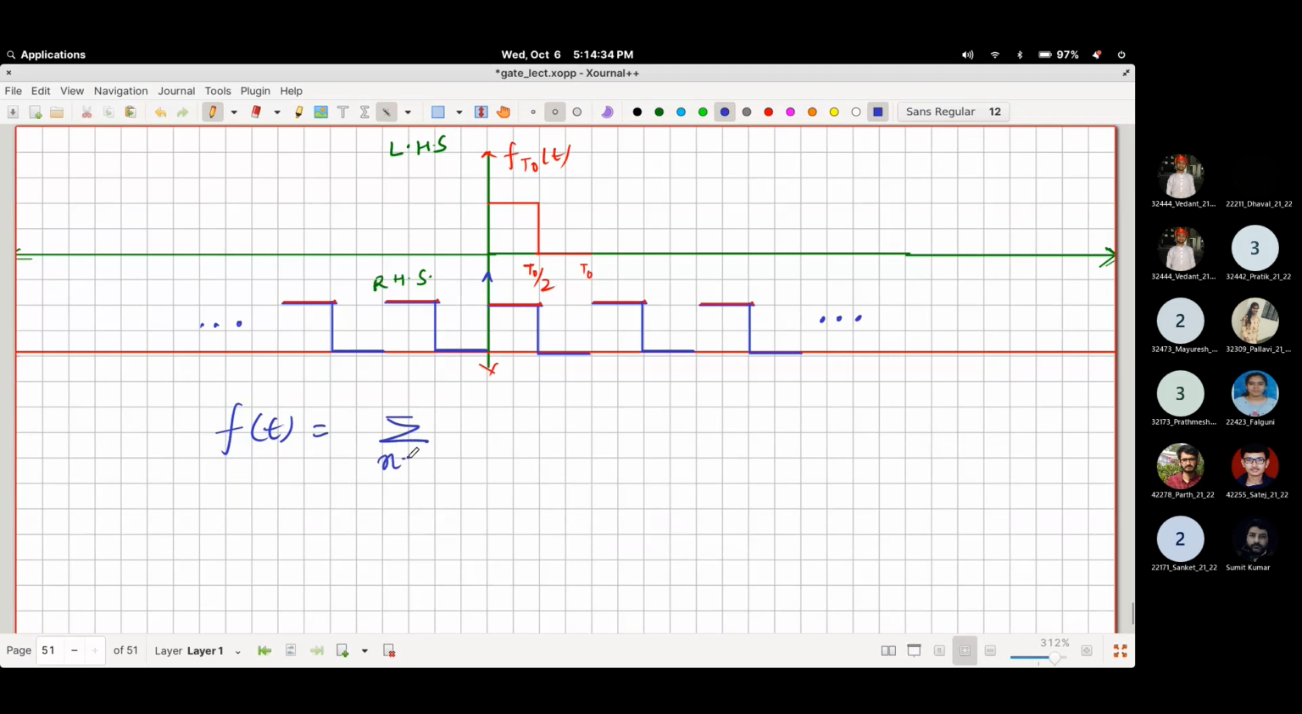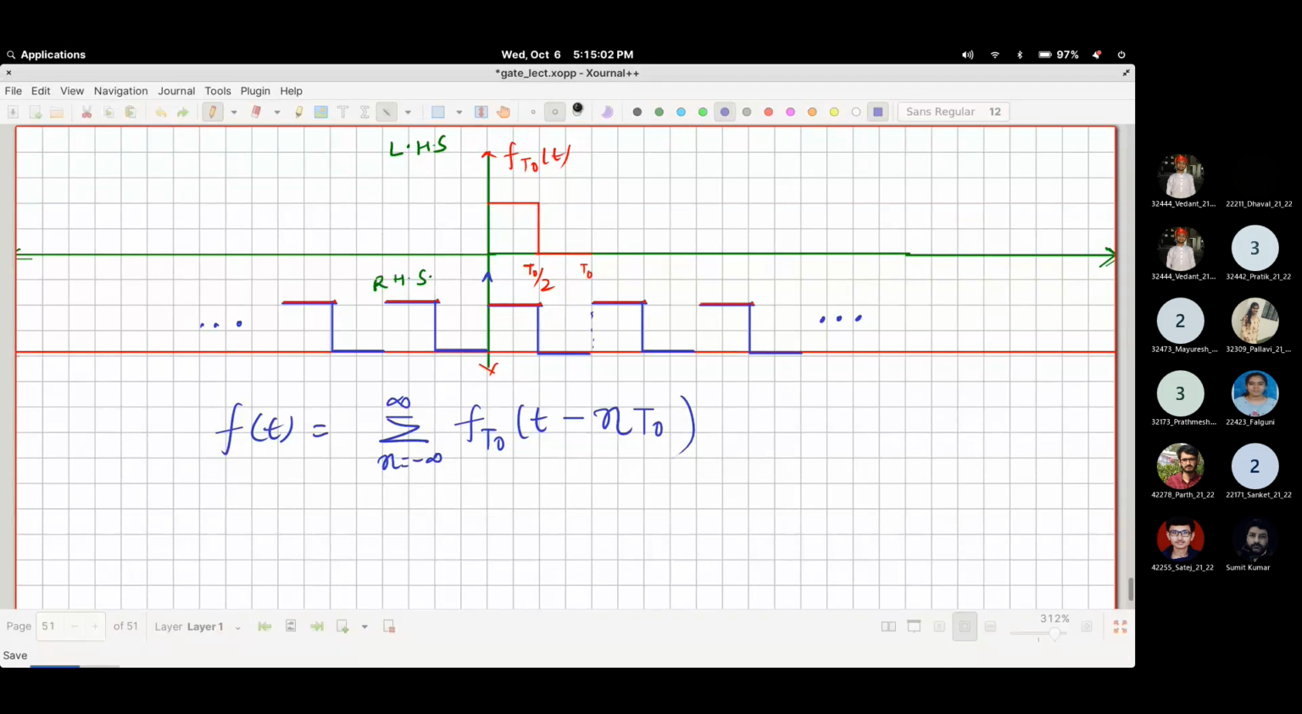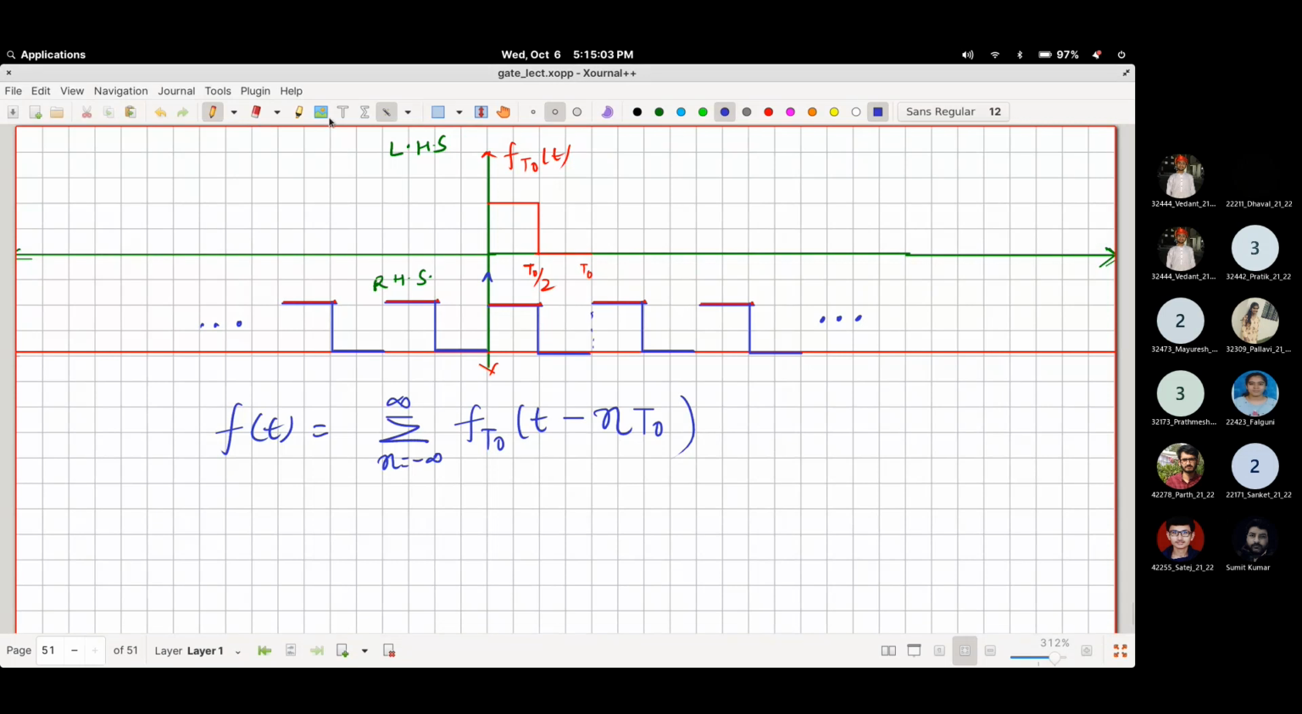So this f(t) is basically the periodic repetition of this signal. So this is the summation from n equal to minus infinity to plus infinity of f_t0(t minus n t naught), where n is from minus infinity to infinity. So you can see you are basically shifting and repeating, shifting and repeating. So the right hand side is basically a periodic signal, isn't it?